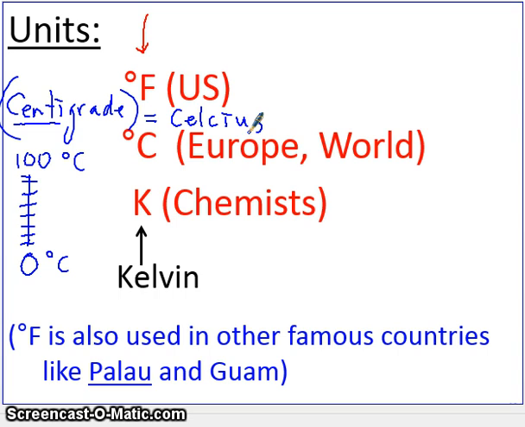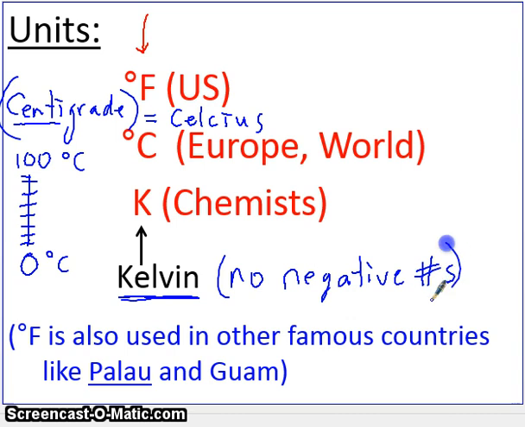Now, chemists actually use the Kelvin scale. The reason why we use the Kelvin scale is because, as you'll see in a minute, it does not have any negative numbers. No negative numbers. And this is very important for chemists.